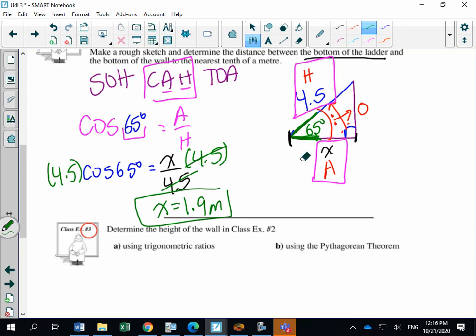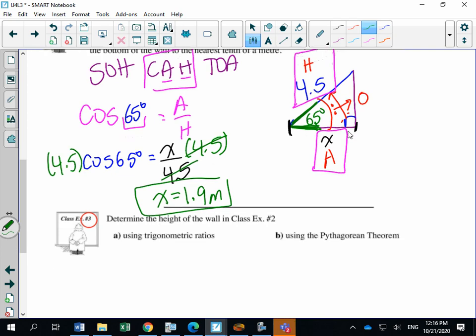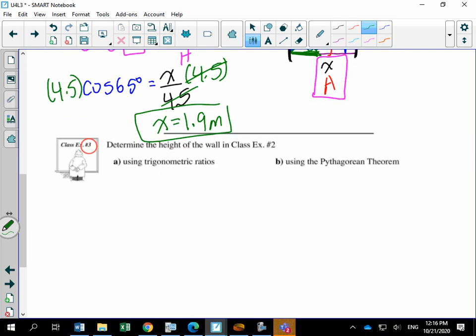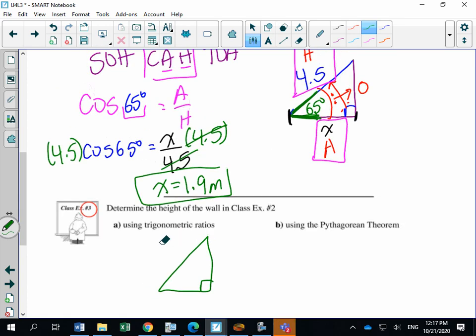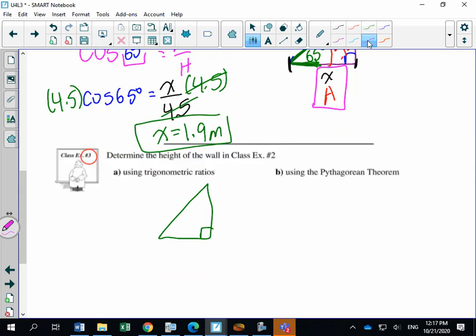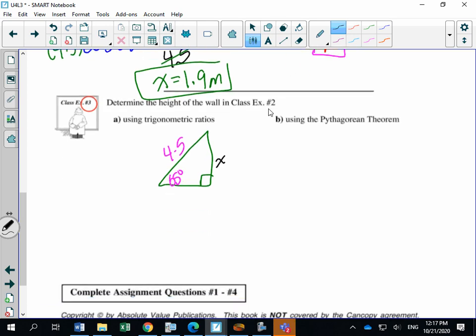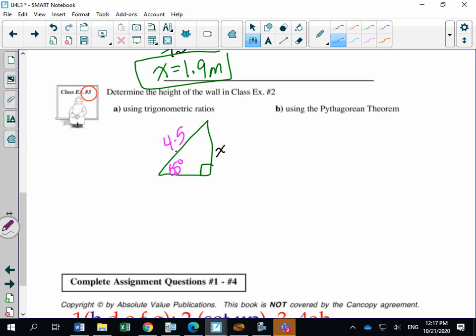So let's draw this exact same triangle, and we're going to put our X over here, because now they want the height of the wall. So let's draw our little triangle. 90 degrees goes there. My ladder was 4.5. The angle was 65 degrees. They want the height of the wall, so that's where I put my X. From here, label your triangle. O, H, and A.